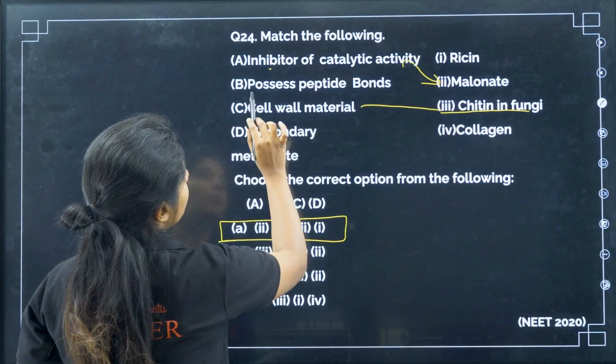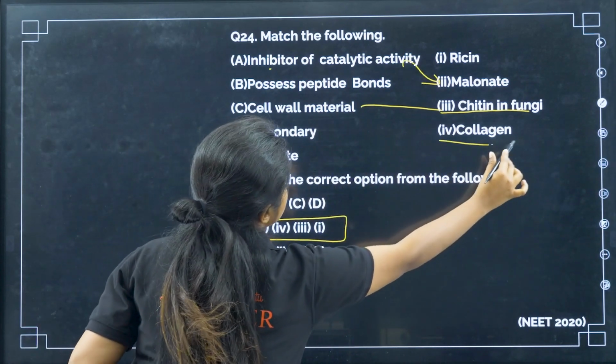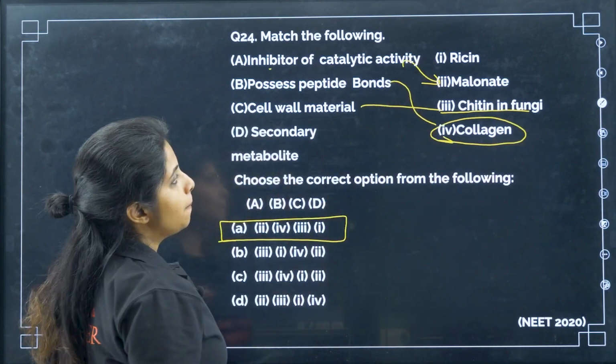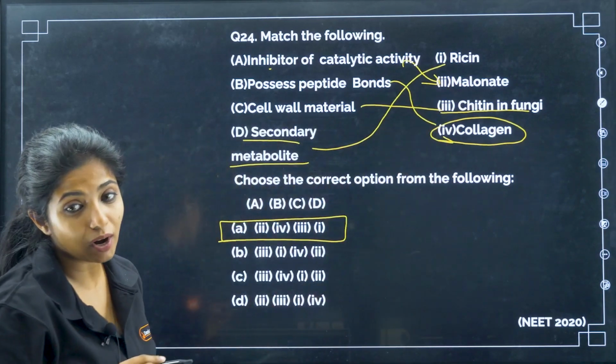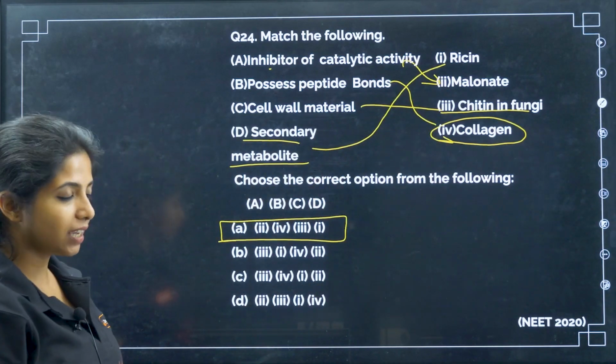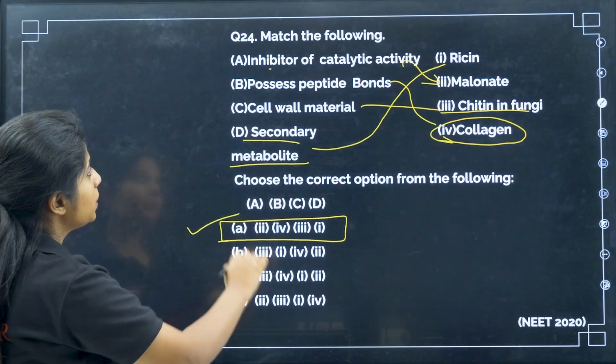Now B goes with 4. Possesses peptide bonds. That means whatever you're talking about should be a protein. Yes, collagen is a protein, so I'll say it will be having peptide bond. Secondary metabolite. What are we left with? Ricin. And ricin is a toxin. Ricin is a secondary metabolite and it is a toxin. So your answer would become A.